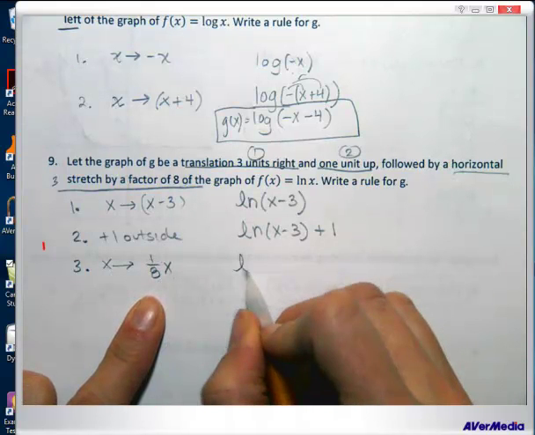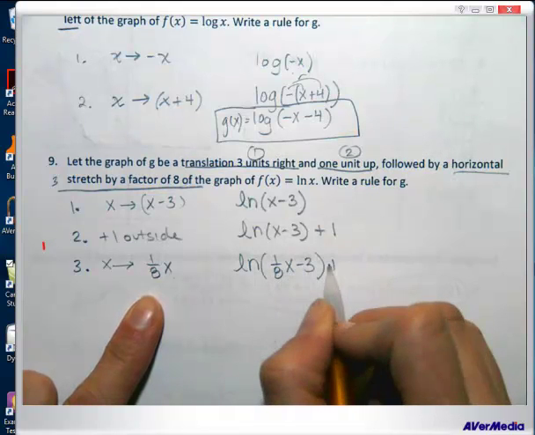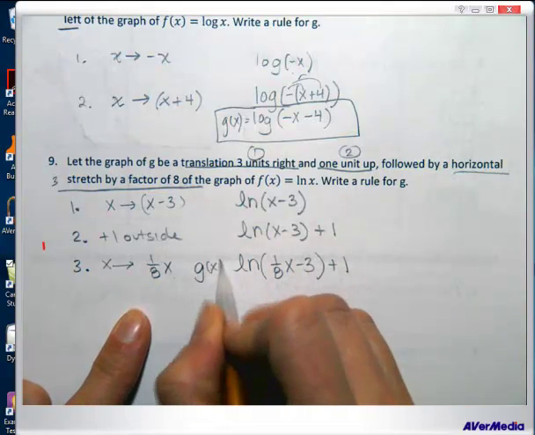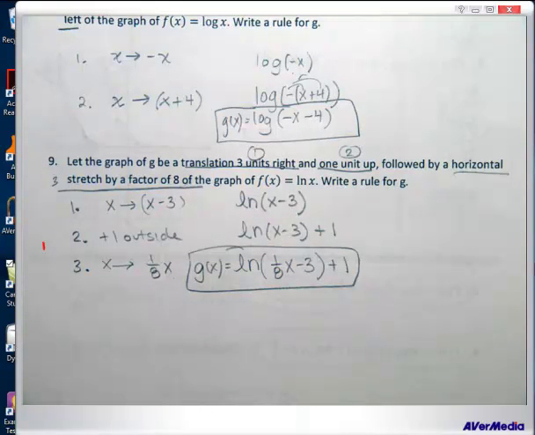So now we have natural log of 1/8 x minus 3 plus 1. And that's g of x equals. Please remember to name it g of x. That's telling me that's your new function.